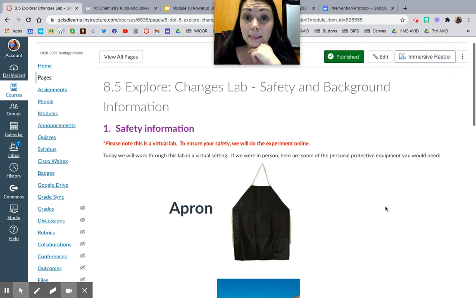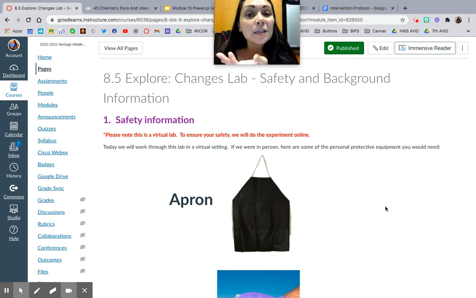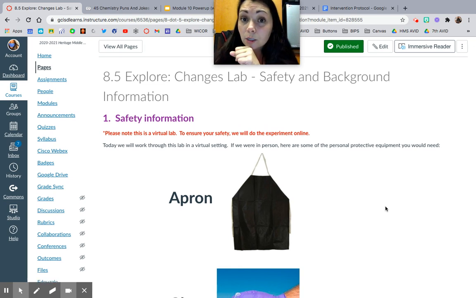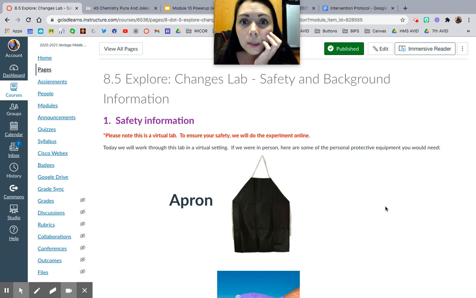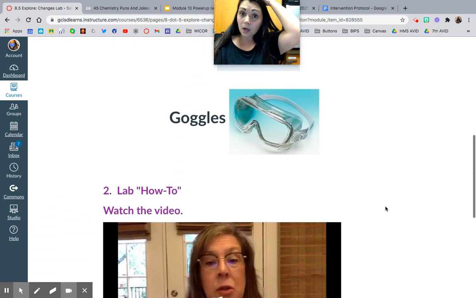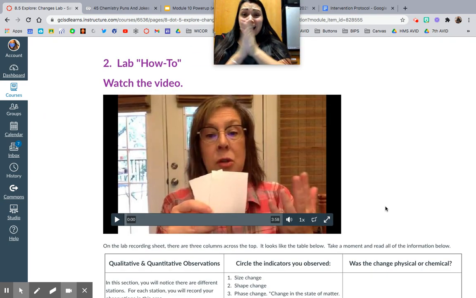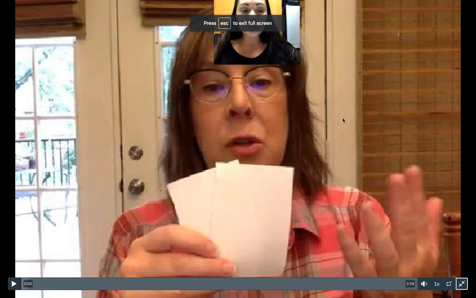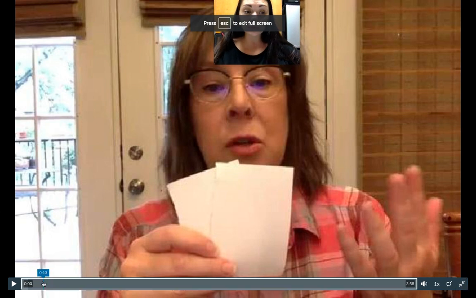If you are doing these experiments at home, particularly station 9, you should not be trying stations 1 through 8. I mean, if y'all want to burn a candle with parent supervision, that's fine. So apron, gloves, goggles. So, Miss Stock, hey girl, 6th grade science teacher, she's amazing. Y'all are going to watch this 4-minute video.